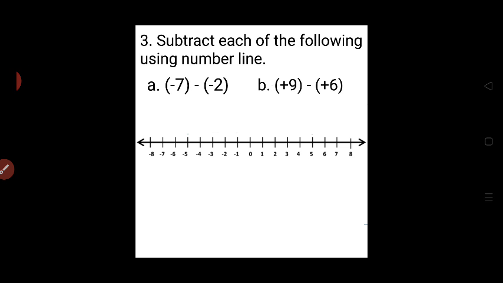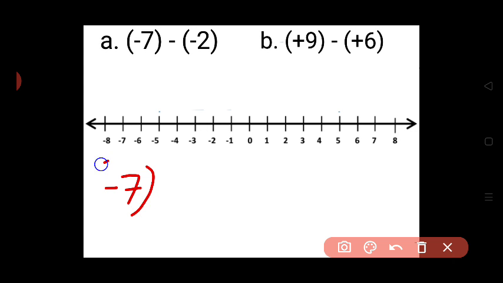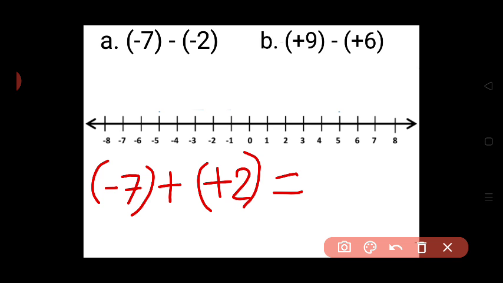Next is subtract each of the following using number line. Question is given minus 7 minus minus 2. So again, first of all, we have to write the addition sentence for this number. So minus 7 will remain the same, and at the place of negative we put positive here, and minus minus becomes positive like this. Okay, this is the equation, or we can say addition equation.